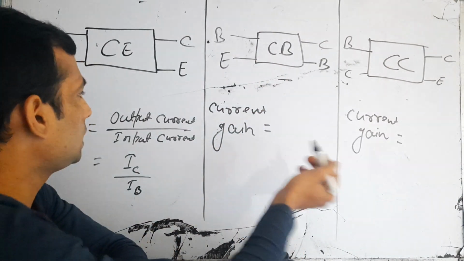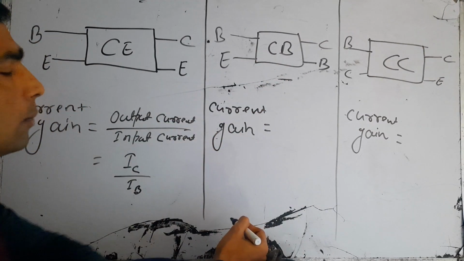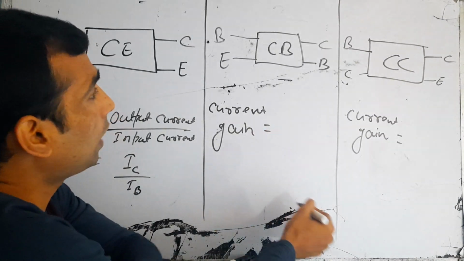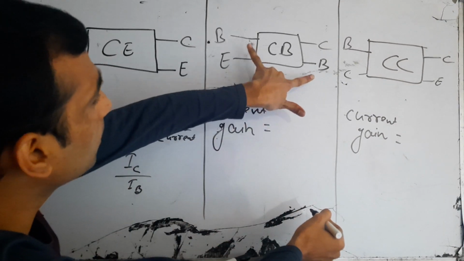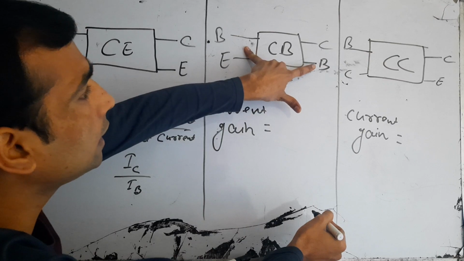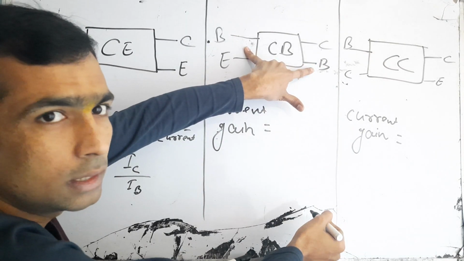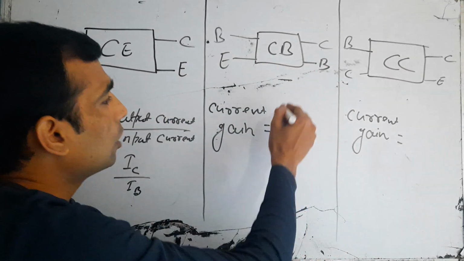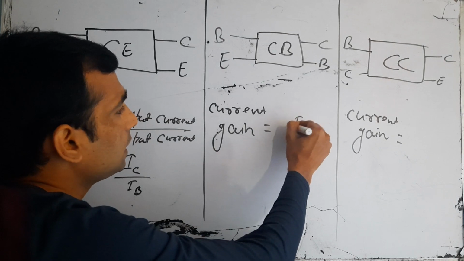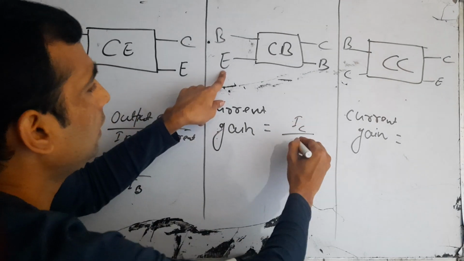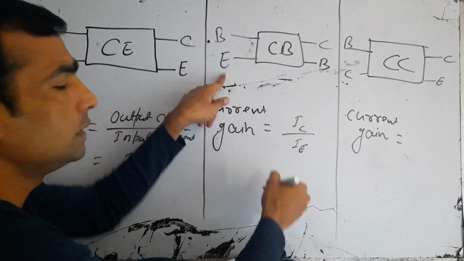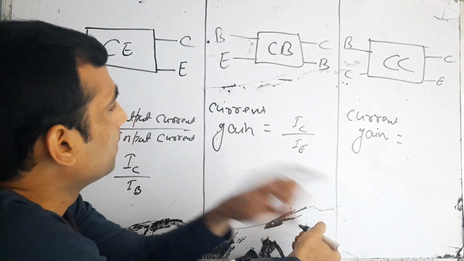And for common base, the same formula: output current upon input current. Again I am repeating the same words. Base is common, so you can't take base. So the output is IC upon IE. IC upon what? IE. Right.